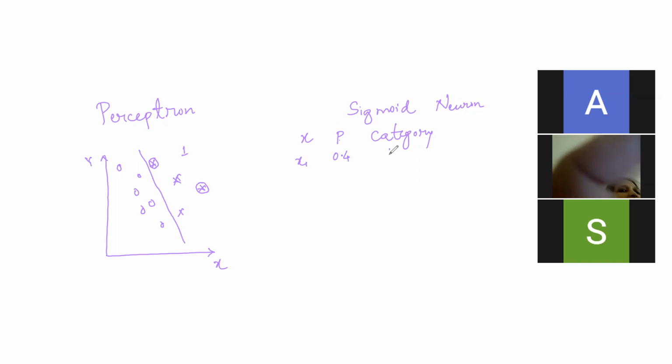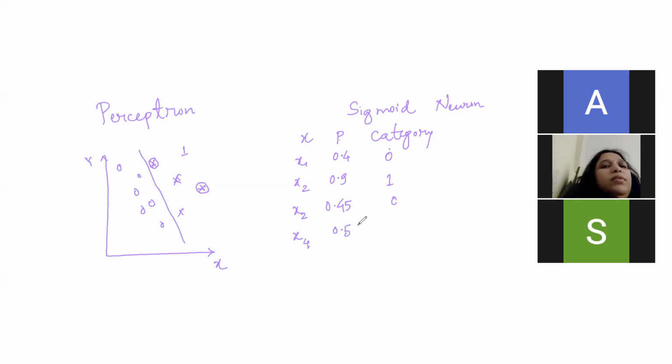If, let's say, I have x2, which is 0.9, where would it fall? Will it go to category 1 or 0? 1. Similarly, let's say I have x3 with 0.45, it will be 0. For x4 with 0.55, it will be 1.